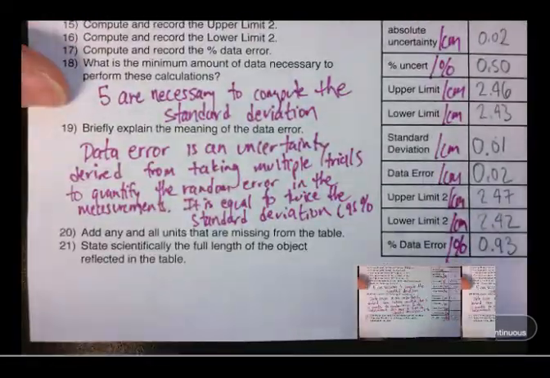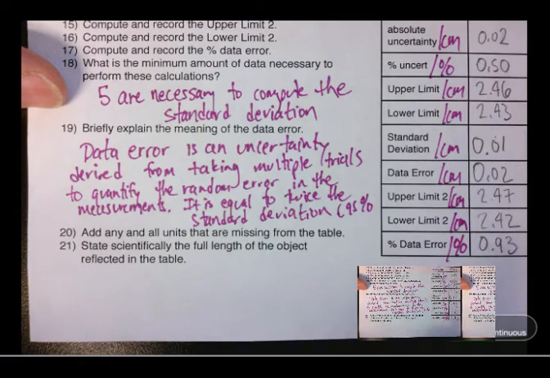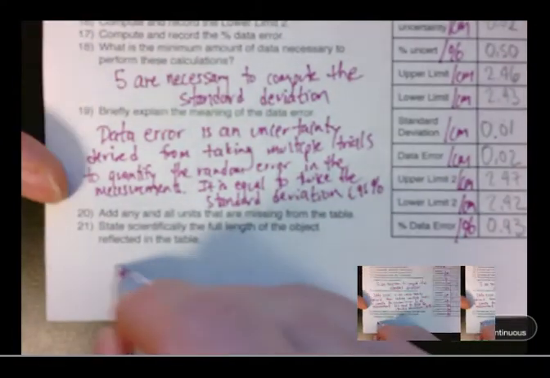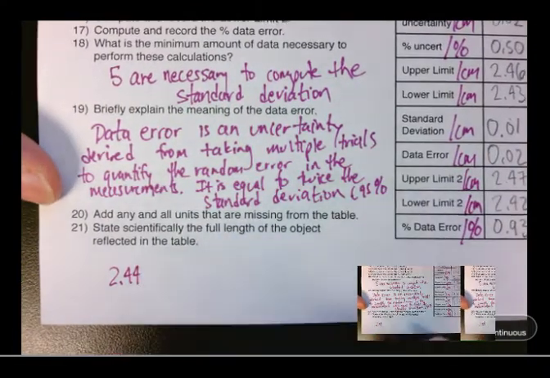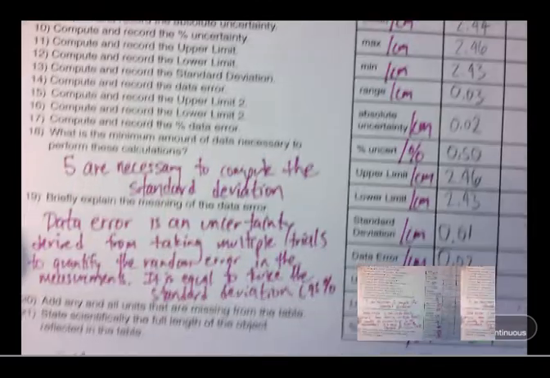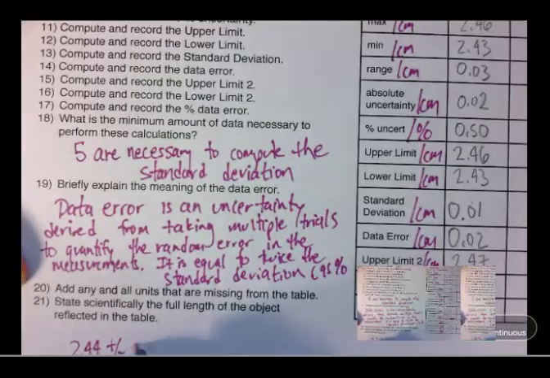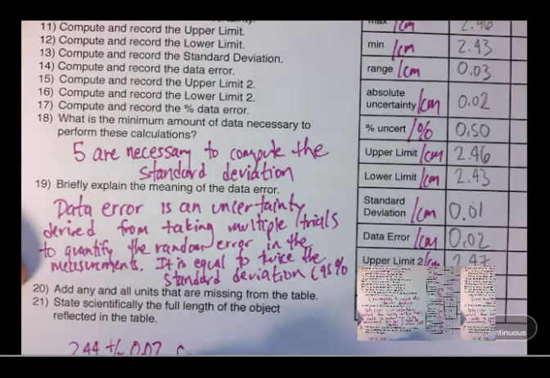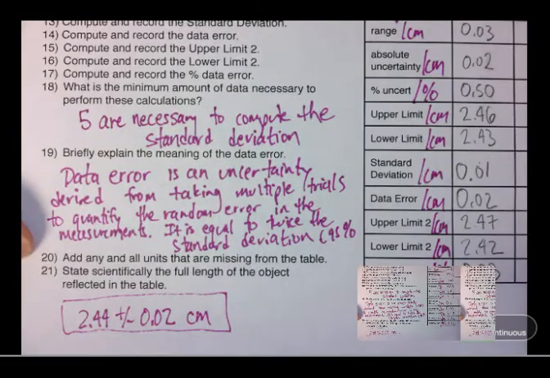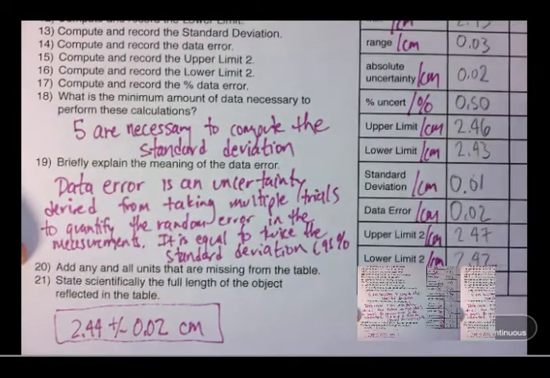So 21, state scientifically the full length of the object reflected in the table. Well, we'll start out with the mean, which is 2.44. And then we have our uncertainty, which we will use as the data error, plus or minus 0.02 centimeters. That is the length. It's 2.44, and we are 95% sure it's plus or minus 0.02 centimeters.